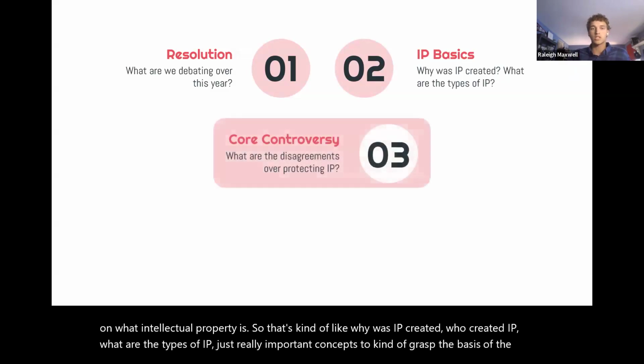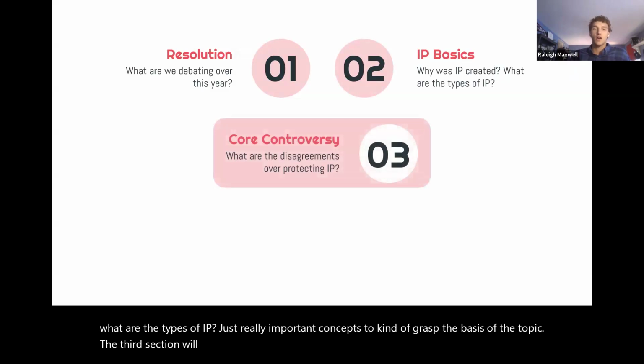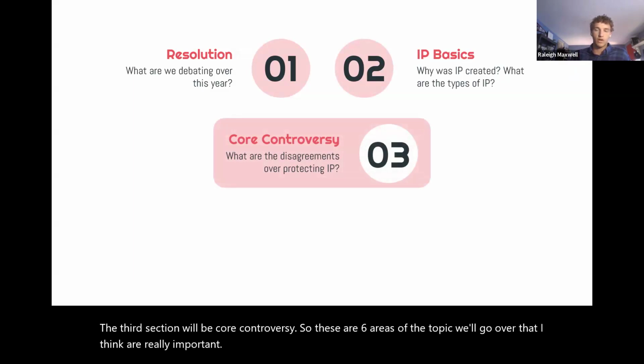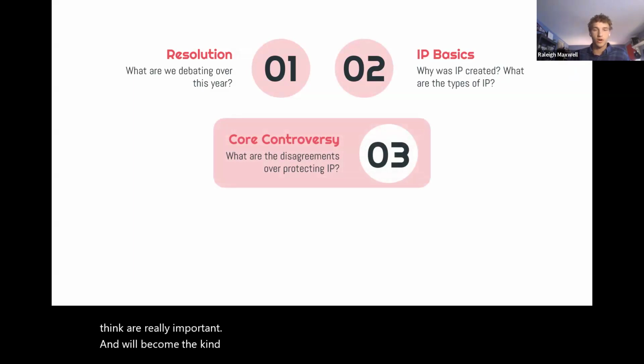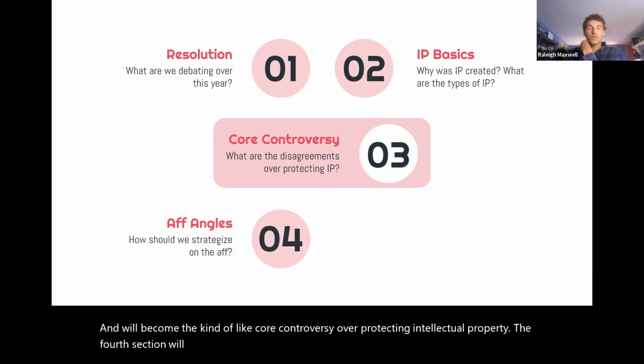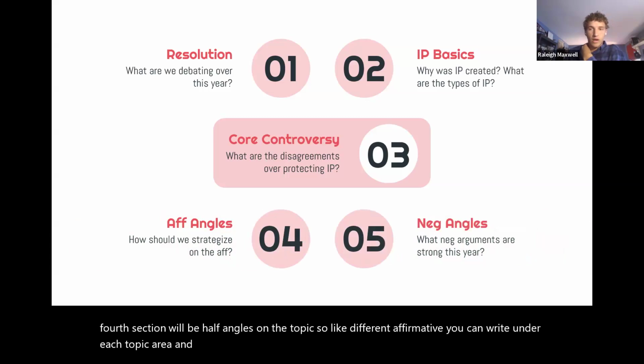The third section will be core controversy. So these are 6 areas of the topic we'll go over that I think are really important and will become the kind of like core controversy over protecting intellectual property. The fourth section will be AF angles on the topic, so like different affirmatives you can write under each topic area. And the final section will be how to negate the topic.